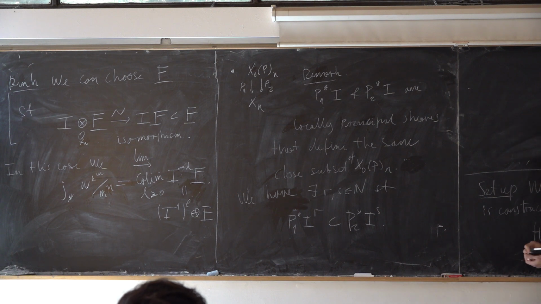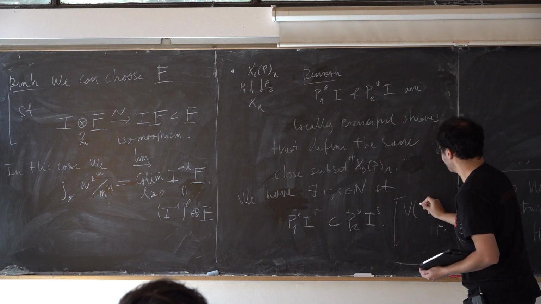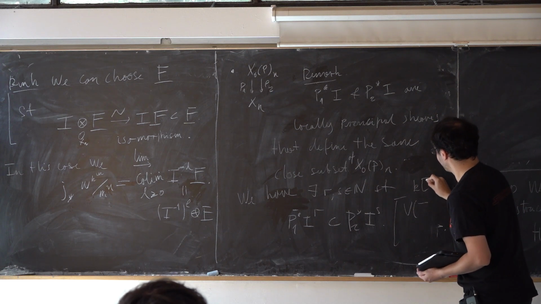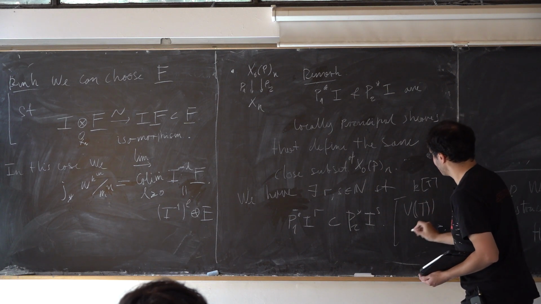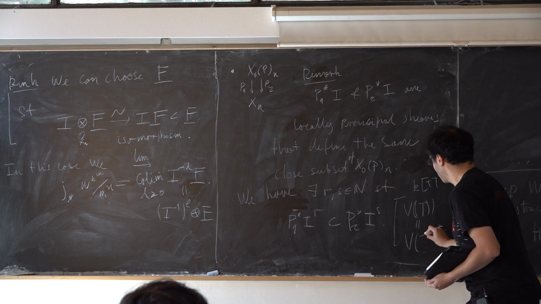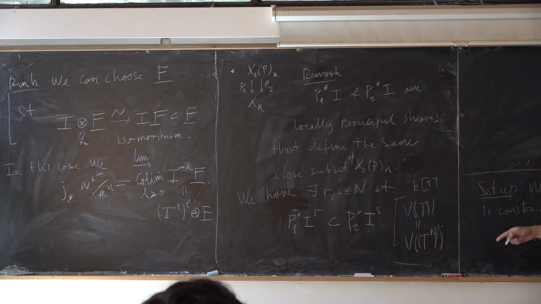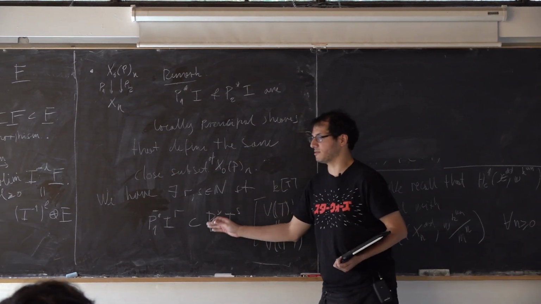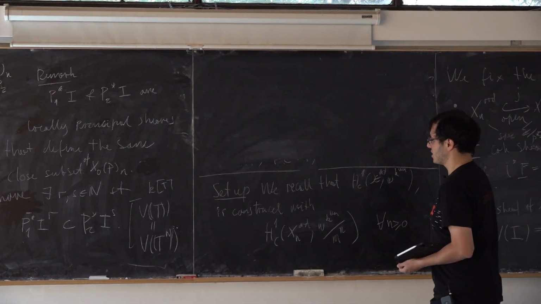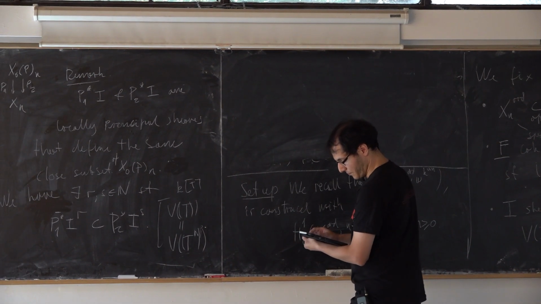If you want a very easy example, take the polynomial ring. V of t, the zero locus of the ideal generated by t, is equal to the one defined by a power of t. The zero locus of the ideal of the power of t is the same as the one with no powers. And this is the same situation, something like this. These are defined by some power or something. Okay, so this is the idea.